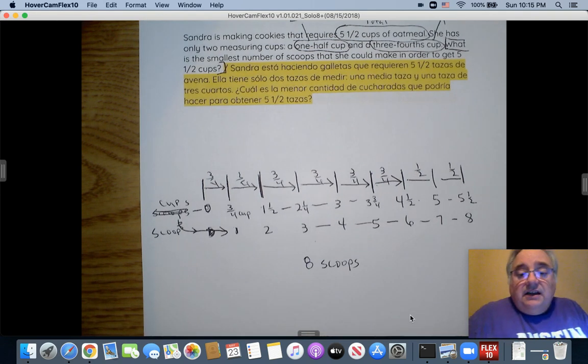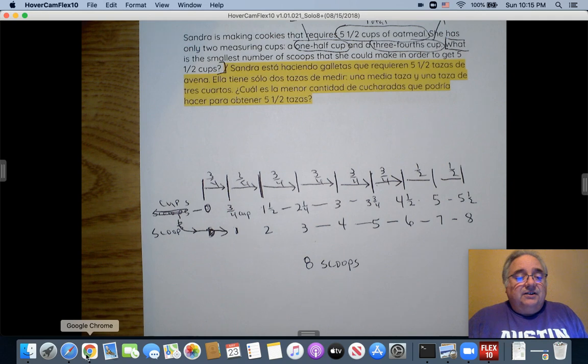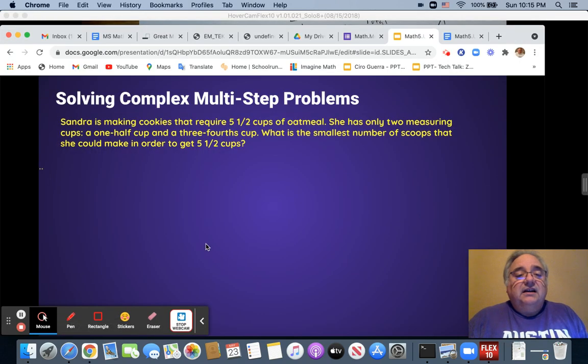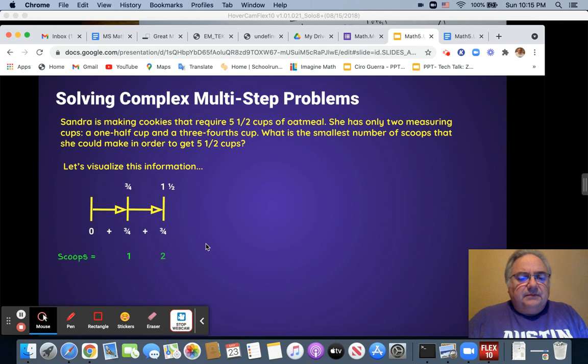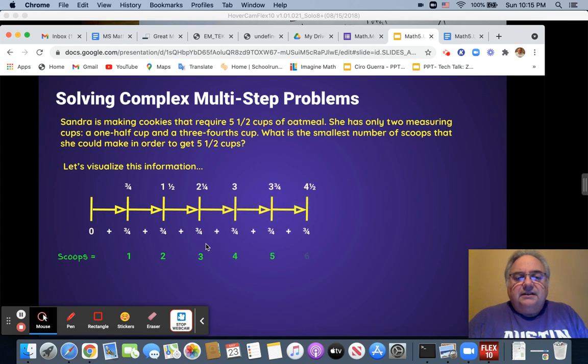Let's see what I did here. Let's visualize this. Yep, I went through it. It's 2 scoops, another third. Yep, all right. Then we get to the 4/2 and we go to the 1/2 cups. And we came out with the same thing.